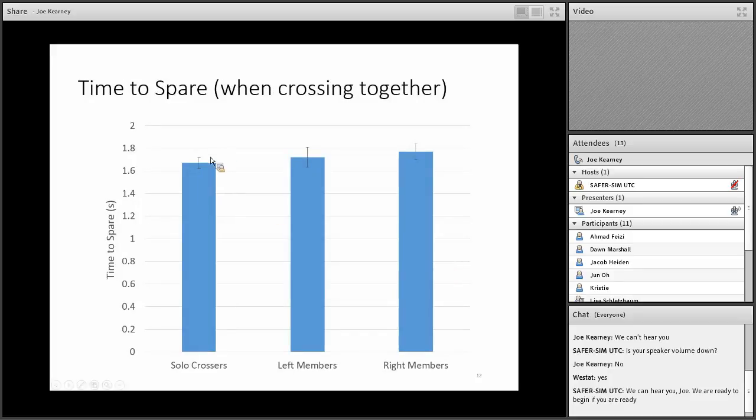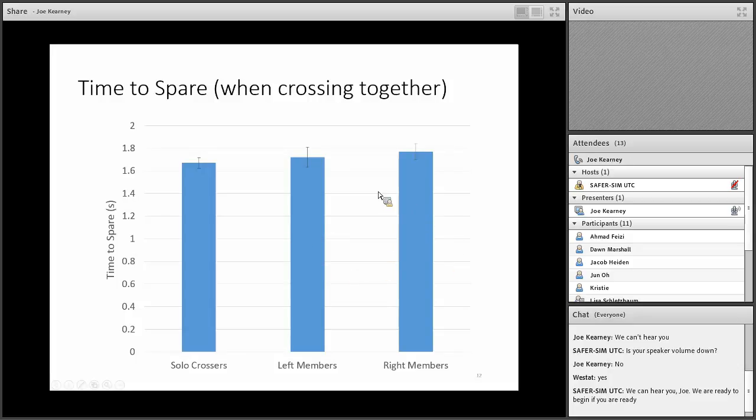And this is the time left to spare. That is the time between when they cross the road and the tail vehicle and the gap reach them. The solo crosser, the left crosser and the right crosser. And what we see is that there's no significant difference between the time left to spare for the left, right, and solo crossers. The lack of a difference between the pair and the solo crosser is likely due to the fact that they took larger gaps that accommodated the two of them.